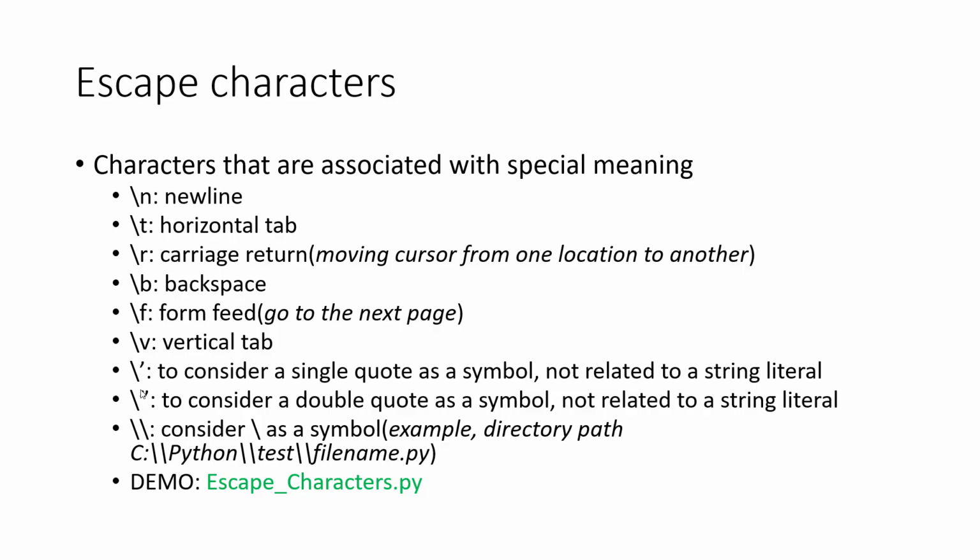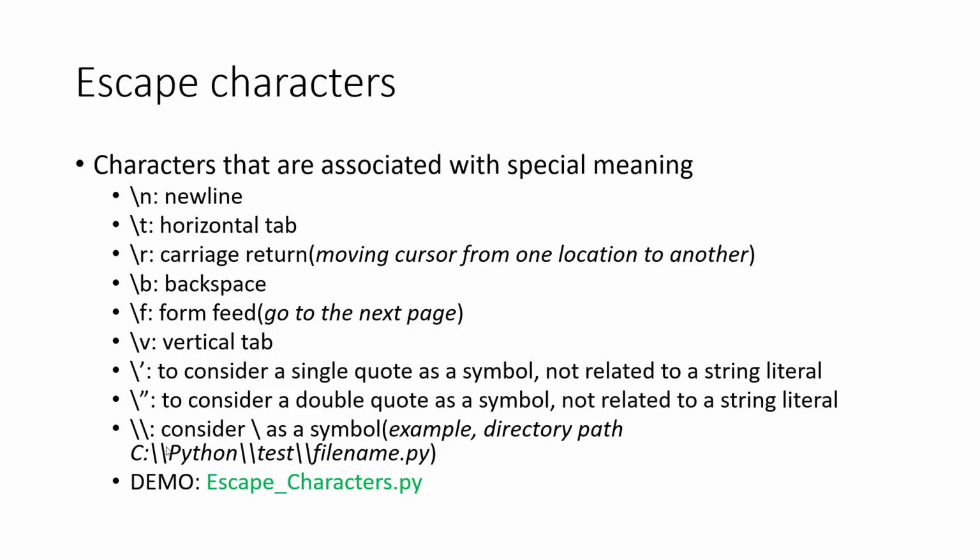And \' single quote, this is to consider a single quote as a symbol and not related to a string literal, and \" double quotes to consider a double quote as a symbol. This is how we use it, not related to a string literal again. And \\ is to consider a slash as a symbol. For example, directory path D:\python\test\filename.py. To consider this slash as a special symbol, we can use slash and slash again.